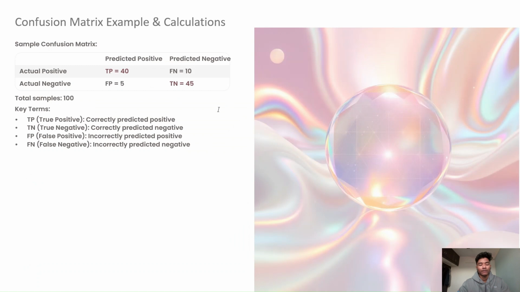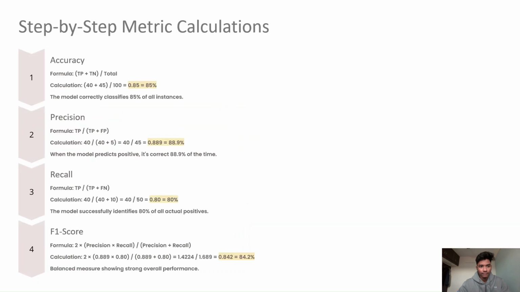For accuracy, the formula is TP plus TN whole divided by total. So the calculation steps are 40 plus 45 whole divided by 100, which gives us 85%. This means the model accurately predicts 85% of the samples. So let's discuss precision now. The formula of precision is TP whole upon TP plus FP, and the calculation is 40 whole upon 40 plus 5, which is 88.9%. So when the model predicts positive, it is right almost 89% of the time.